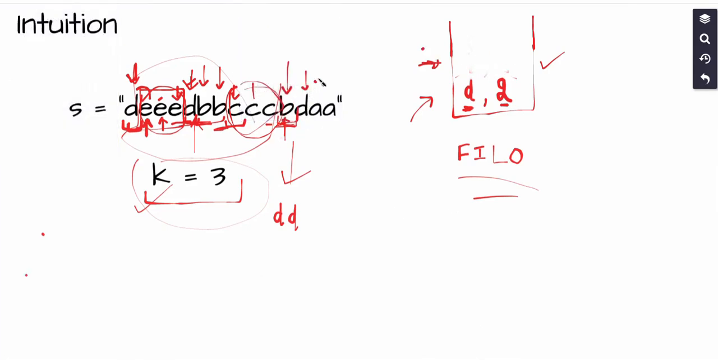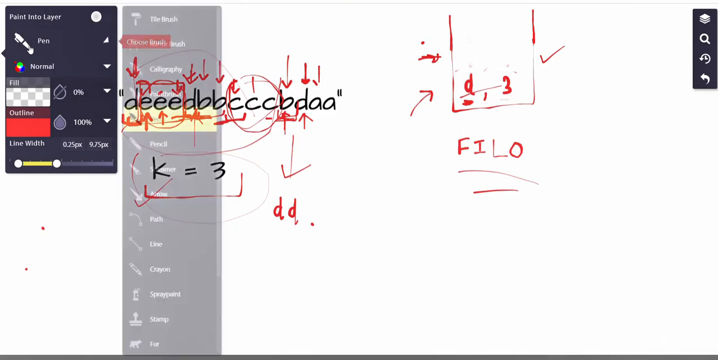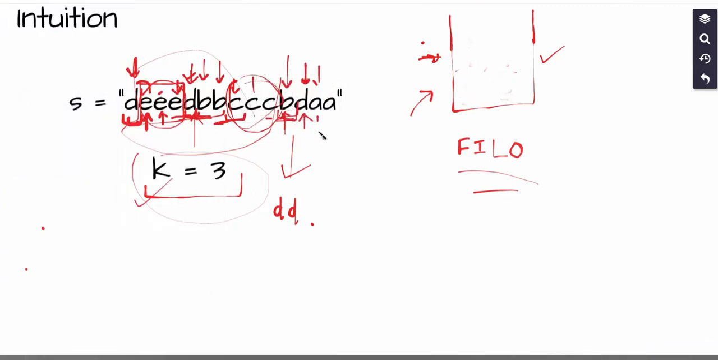Then I move to next character, which is character D. So I can see that the top character of this container again matches with this character D, and hence I increment its count by 1 again. So D becomes 3. So since D becomes 3, it can be removed again. So I pop this element from the stack. Now I have my empty stack and I am standing on character A. So I push A with its count, that is 1.